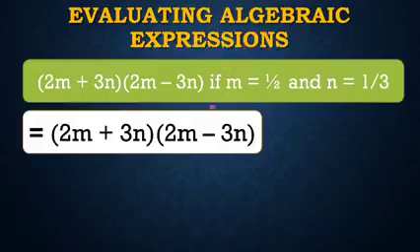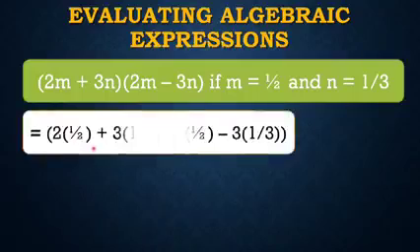Conditions natin, yung m magiging 1/2, yung n magiging 1/3. So papalitan natin lahat ng m dito with 1/2, lahat ng n magiging 1/3. Thus, the expression becomes 2 times 1/2, which is your m, plus 3 times 1/3, which is your n, times the quantity of 2 times your m, 1/2, minus 3 times the n, which is 1/3. So, medyo nakakalito siya kasi madaming parentheses, but it's not.